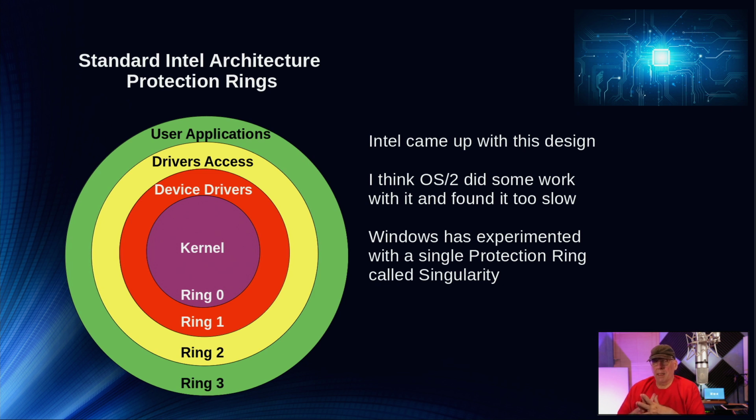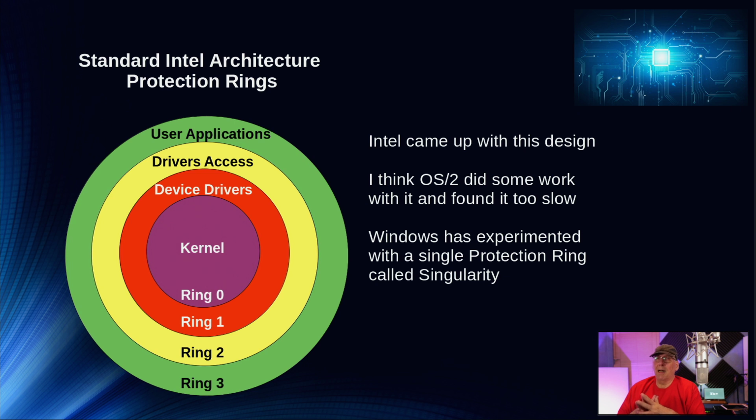Also, Microsoft had done an experiment with Windows with something called Singularity. And what they were trying to do was to shrink down the number of rings to 1. Now, you might think, wait, isn't that Windows 95 and 98? Isn't that what they did?